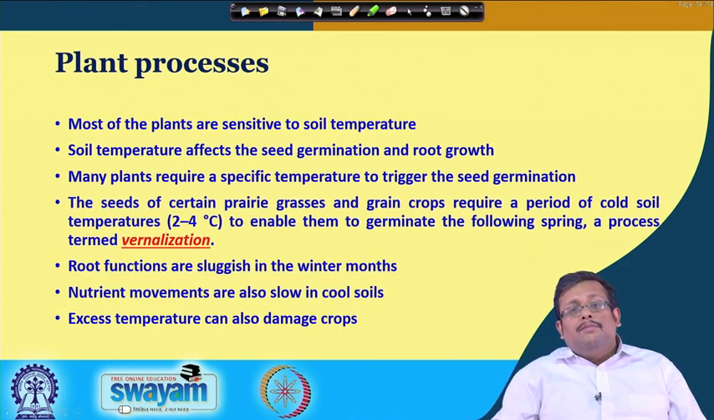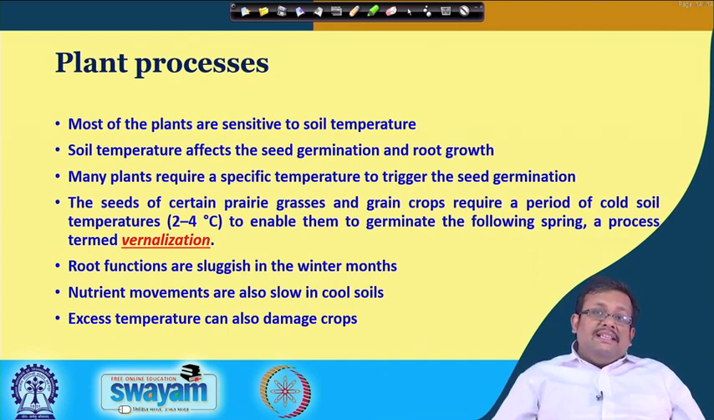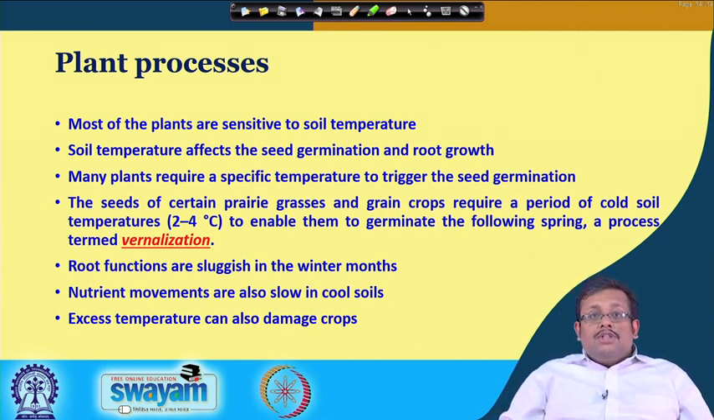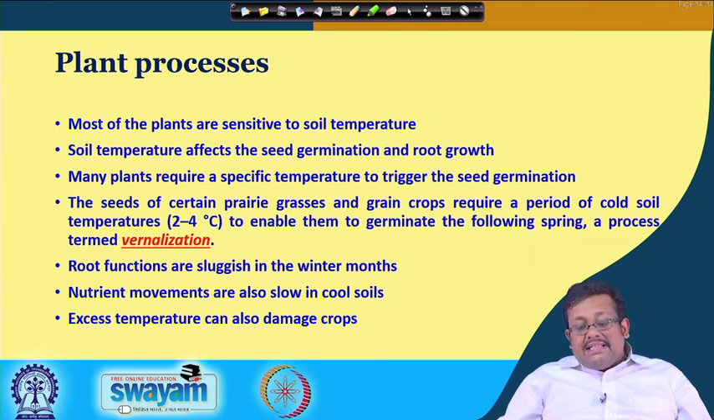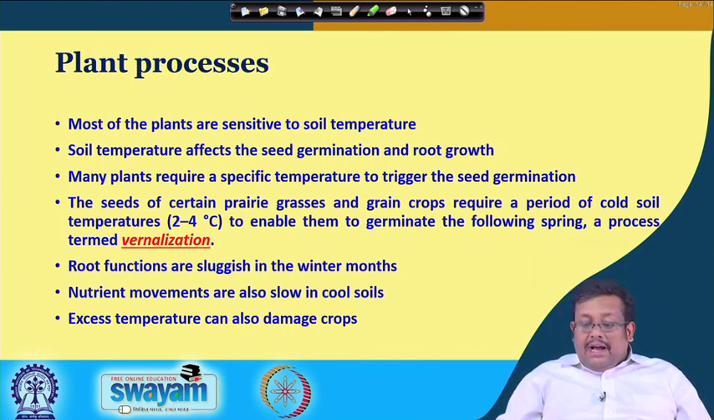So let us go to the plant processes. What are the important plant processes? Most plants are sensitive to soil temperature, and remember that soil temperature affects seed germination and root growth. Seed will not germinate below a certain temperature or above a certain temperature. Many plants require a specific temperature to trigger seed germination. And remember, what is vernalization? We talked about vernalization in the last slide. The seeds of certain prairie grasses and grain crops require a period of cold soil temperature, which varies from 2 to 4 degrees centigrade, to enable them to germinate in the following spring. This process is called vernalization.